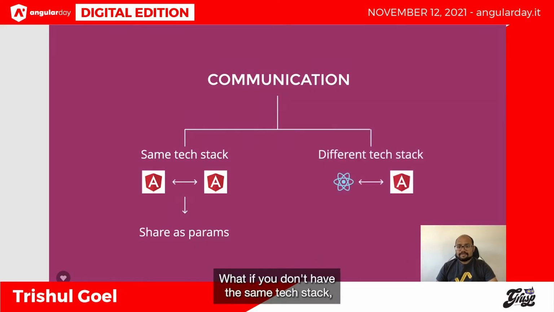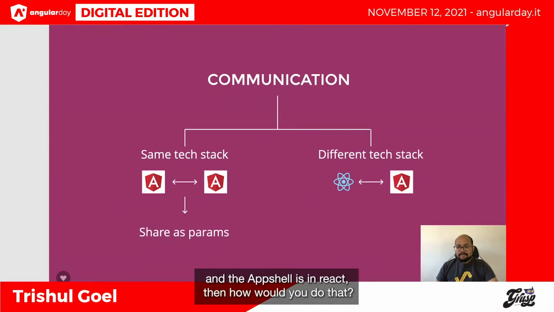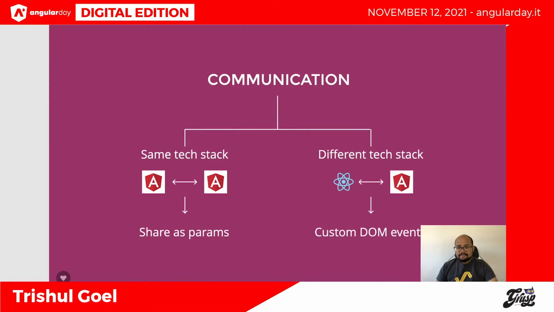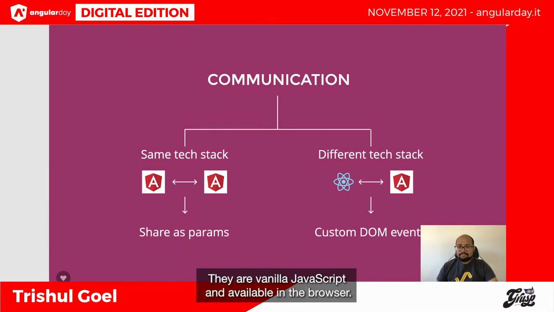What if you don't have the same tech stack? You have a different tech stack. Let's say the microfrontend is in Angular and the Appshell is in React. Then how would you do that? For this, we exploited the native JavaScript functionality, the custom DOM events. Custom DOM events are technology agnostic. They are vanilla JavaScript and available in the browser.